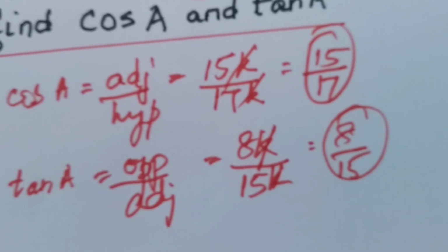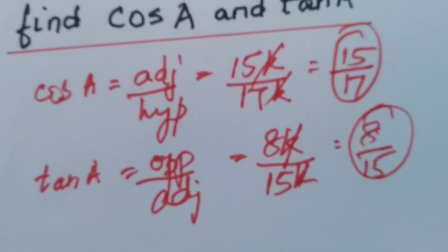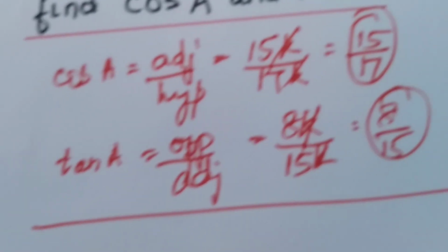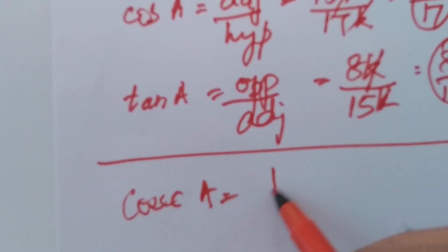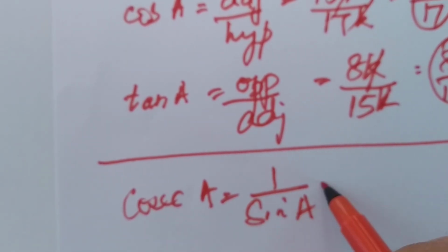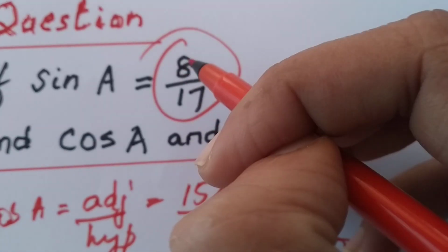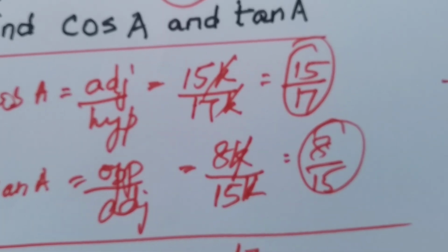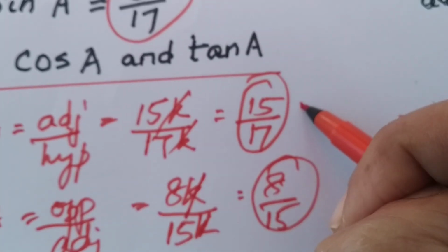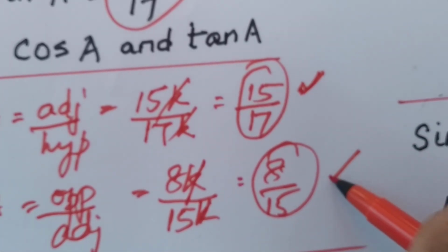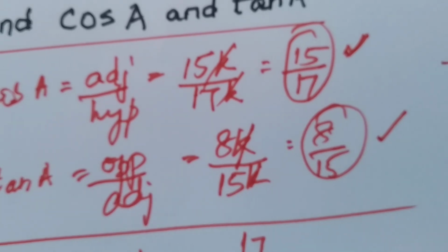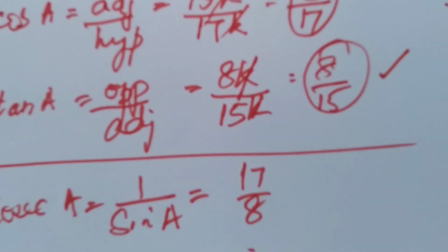Now, if they ask you cosec A, sec A and cot A, you don't have to do all this. You just have to say cosec A is the inverse of sin A. Sin A is 8 by 17, so cosec A will be 17 by 8. The inverse of cos A will be secant, and the inverse of tan A will be cot. As simple as that. So that concludes this question, and we will do a few more questions related to trigonometric ratios in the upcoming sessions. Thank you.